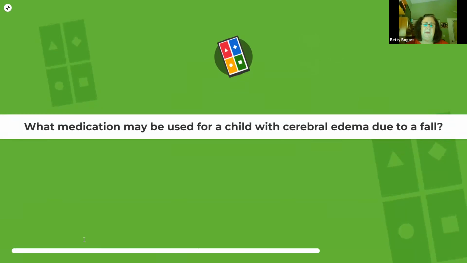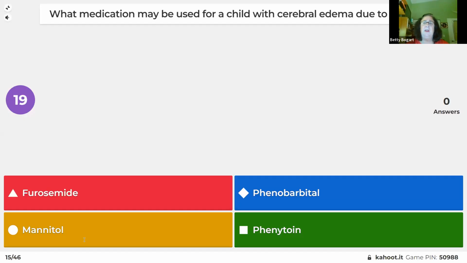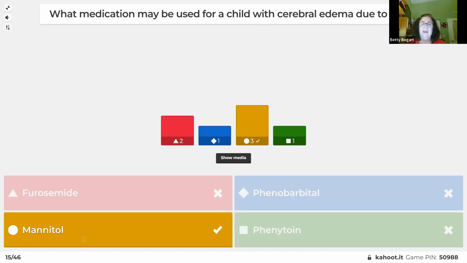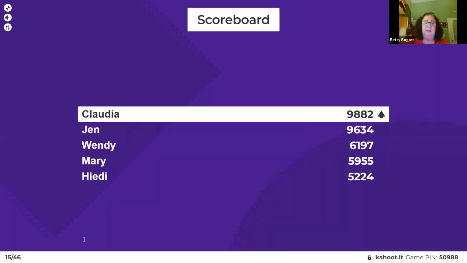What medication may be used for a child with cerebral edema due to a fall? Well, cerebral edema means fluid in the brain. What is the best thing specific to the head that we can use to decrease that swelling? It is mannitol. Furosemide is great when you have congestive heart failure, pulmonary edema, or swelling of the ankles. But for the head, mannitol. That's the number one thing that we will use to help decrease the swelling in their brains.